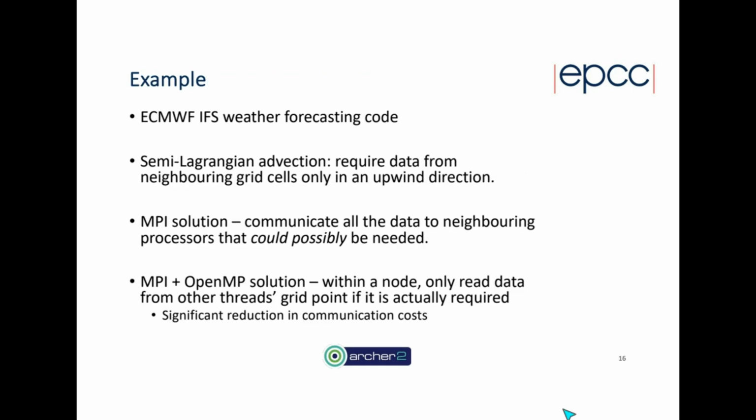Okay, so one example of this is basically taken from a weather forecasting code. This is the European Centre for Medium Range Weather Forecasting. Their system is called IFS, which I think stands for Integrated Forecast System. It's the main code that they use for weather forecasting and climate simulation. And it uses a method called semi-Lagrangian advection.